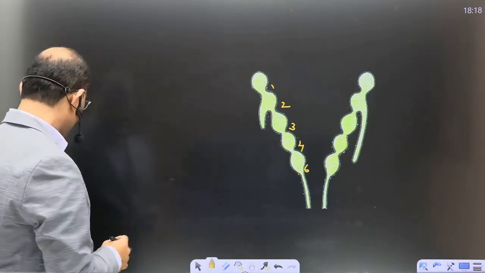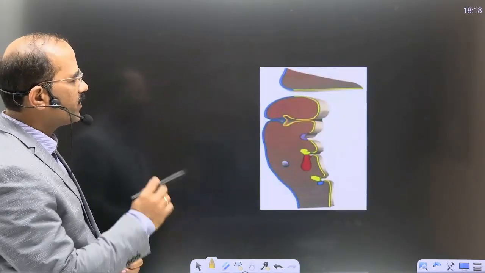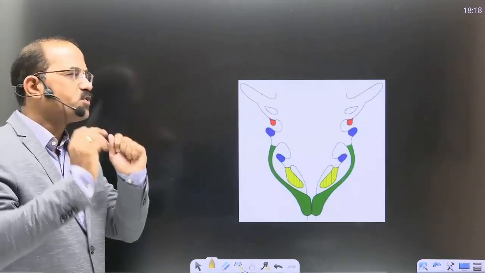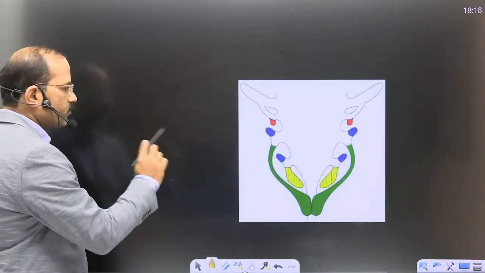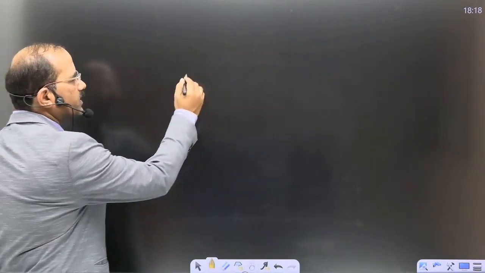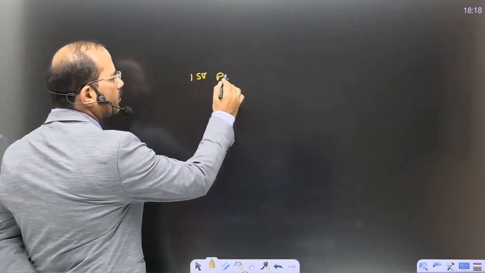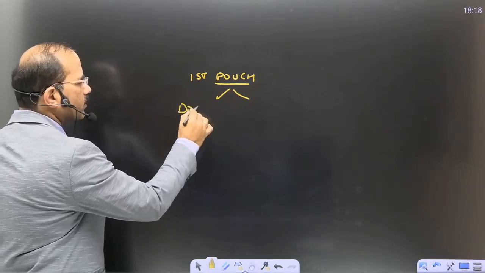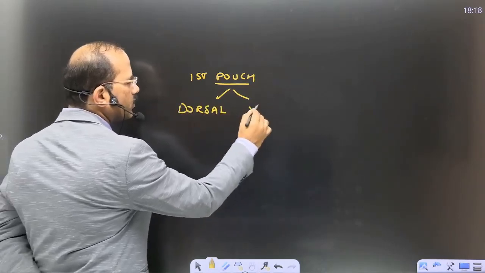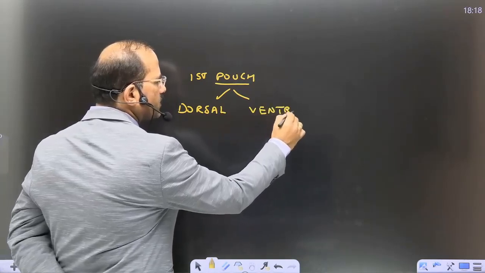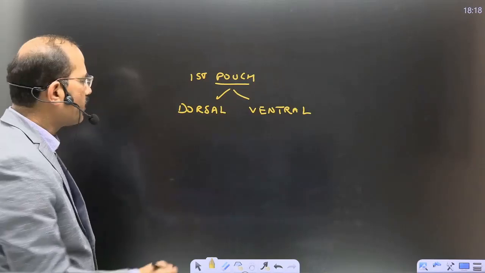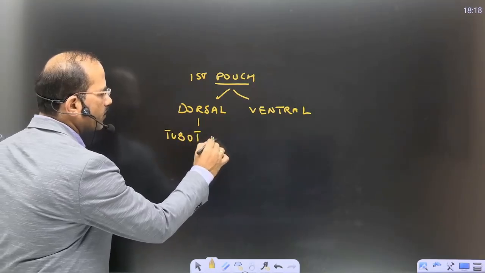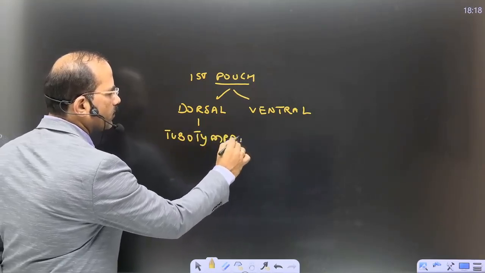The first endodermal pouch, let me just show you this. Okay, fine. So the first endodermal pouch shows an extension. We'll start with the first endodermal pouch. It divides into a dorsal and a ventral part. The dorsal forms what is known as the tubotympanic recess.